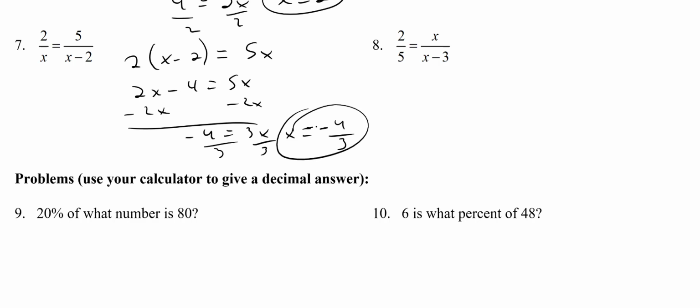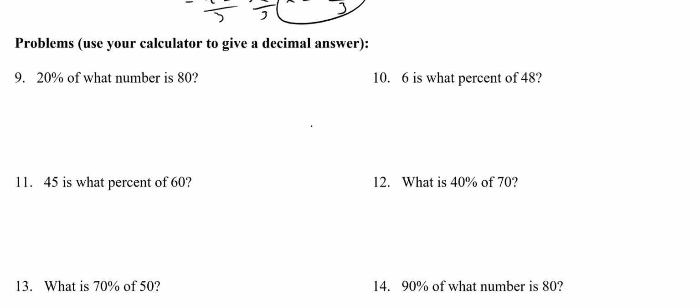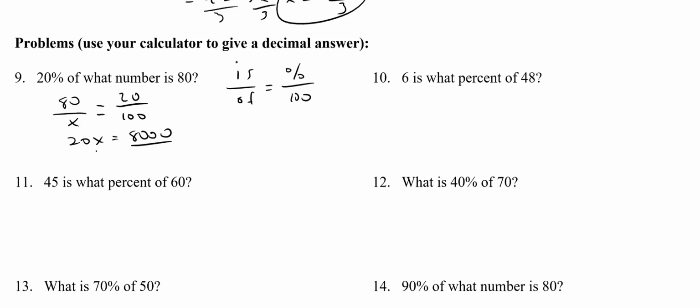Now these are percent problems. Remember the nice little formula: is over of equals percent over 100. Just plug it in and make sure you solve for the right thing. So here it is, 20%. Right away I put 20 over 100. Of what number? So of is the question, so that's the x, is 80. There's your setup. We get 20x equals 8,000. Divide by 20. So x equals 400.